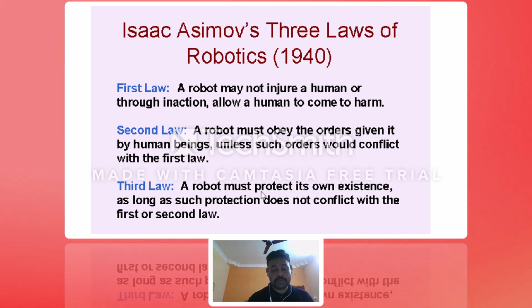The third law: a robot must protect its own existence as long as such protection does not conflict with the first or second law. What they are trying to say here is that wherever a robot is required, you can use it. Otherwise, it is not required. For a typical example, wherever there is no safety for humans during their work, you can use a robot. Otherwise, it is not required. For a typical example, recently in Uttarakhand there was an accident.